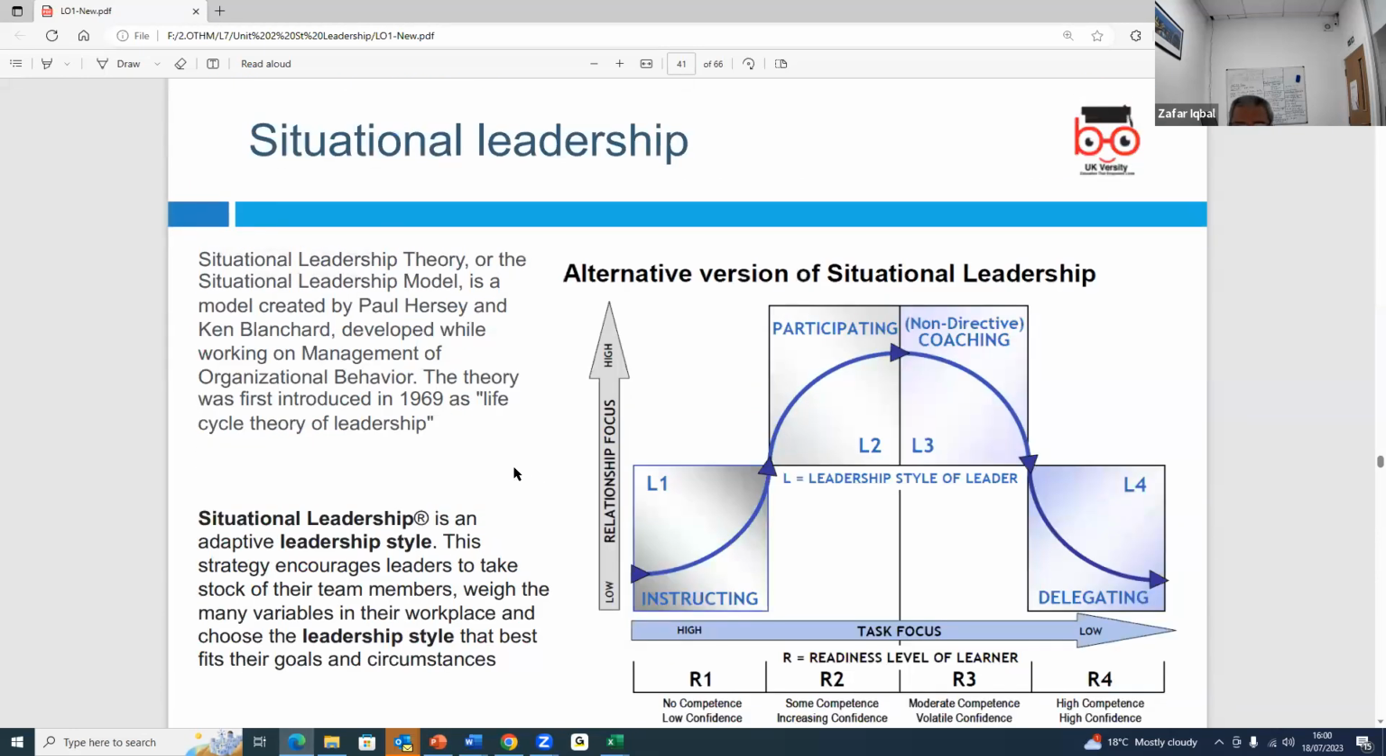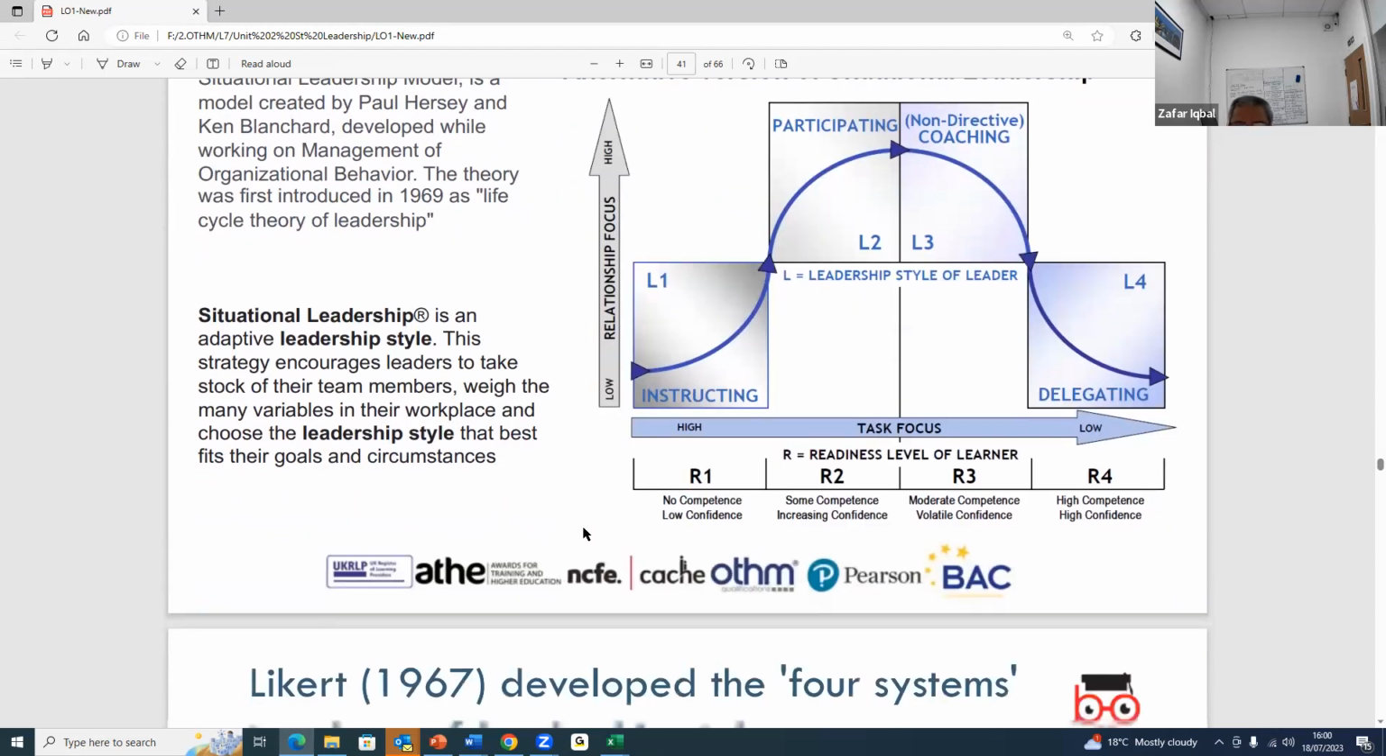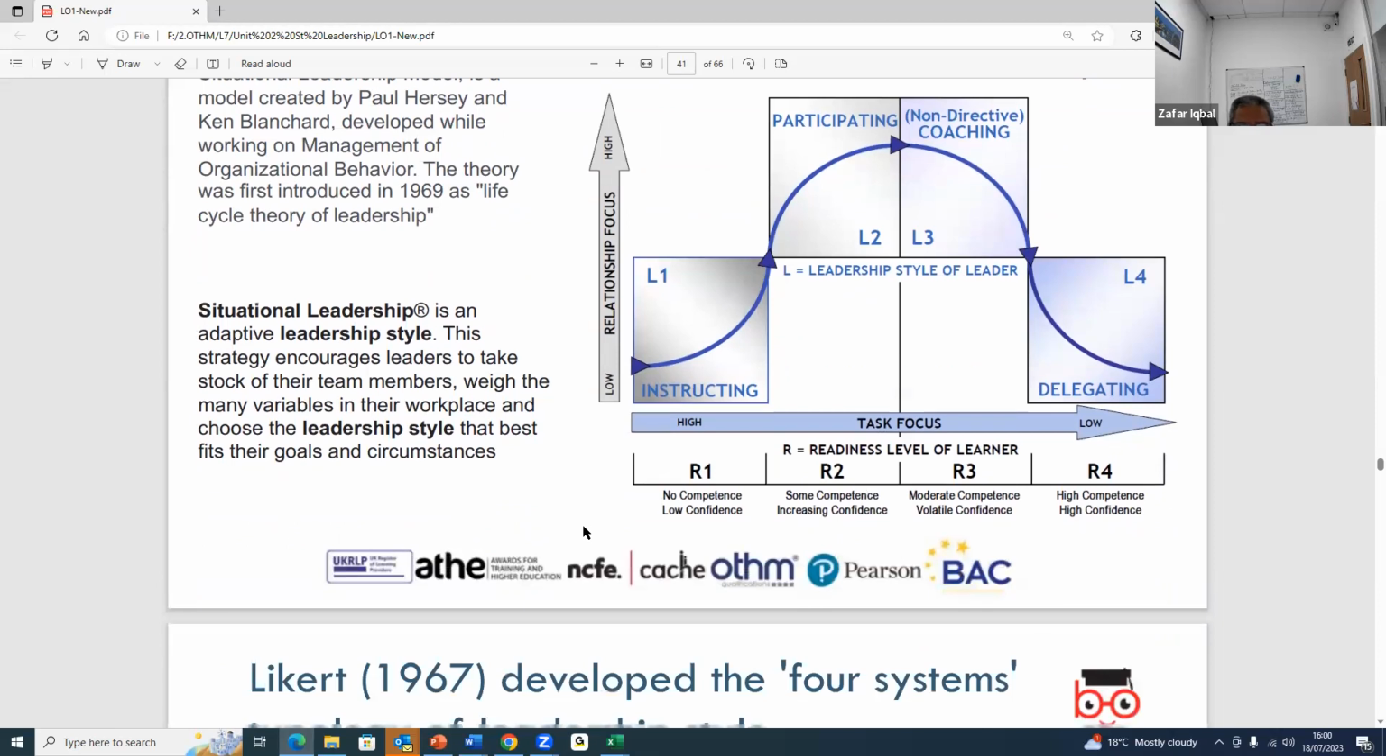It depends on what situation, what circumstances, and people behave differently in different circumstances. Sometimes leaders can be instructing, sometimes participating, sometimes delegating. So it depends on their circumstances and the tasks. So you can look at that.